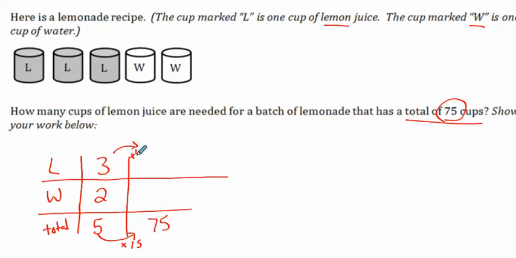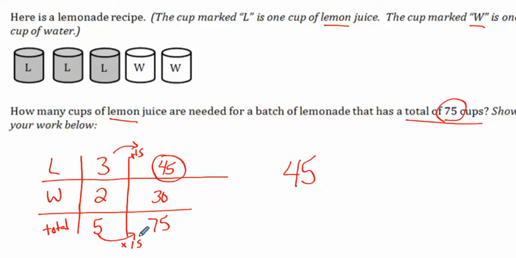So this gives me 45, and then 2 times 15 gives me 30. Again, they better add up to the 75. So now let's go back to my question and figure out what they want to know. How many cups are lemon juice? So how many lemon juices do I need? That would be this one. So I need 45 cups of lemon juice.